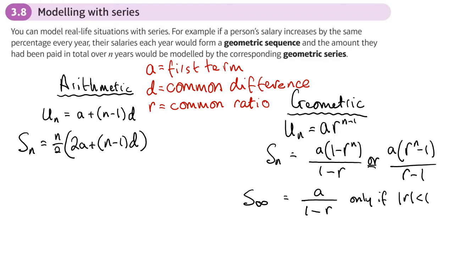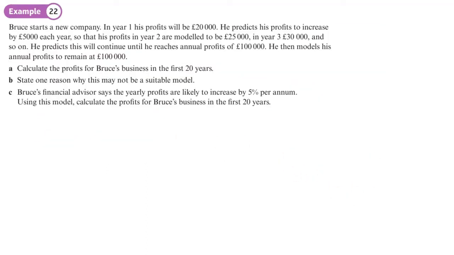So in these questions, decide first of all, is it arithmetic, is it geometric, and then we're going to be applying one or more of these rules. Okay, it says here that Bruce starts a new company. In year 1, his profits will be £20,000. So this is where he starts, it's probably going to be the value of a. He predicts his profits to increase by £5,000 each year. So this is probably going to be our common difference d. So that his profits in year 2 are modelled to be 25,000, 30,000, and so on. He predicts this will continue until he reaches annual profits of £100,000.